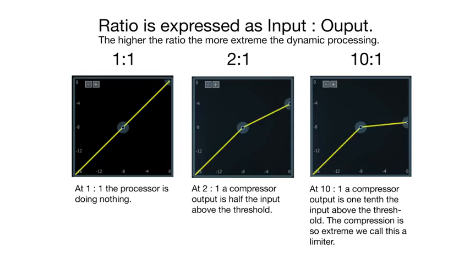And then we can keep on going up with that ratio. In fact, a limiter is a compressor with a very high ratio. We usually consider above 10-to-1 to be limiting instead of compression. So they're really the same device, a compressor and a limiter, with that one thing changed.